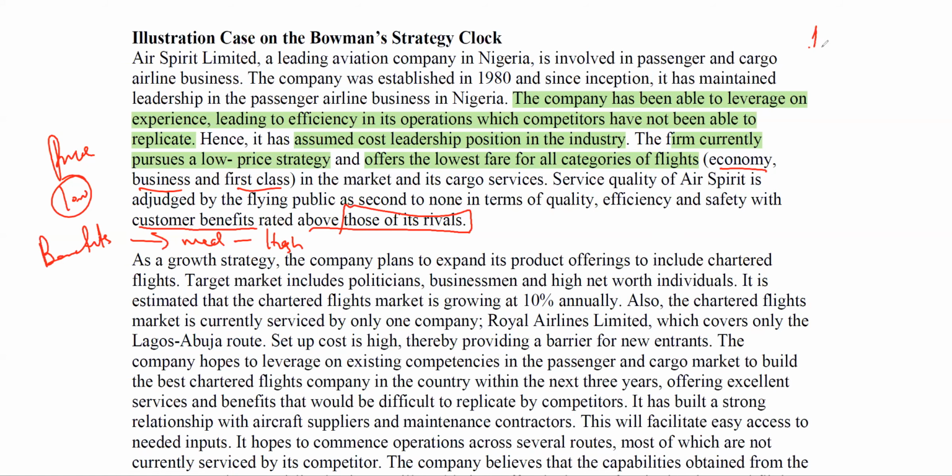One, because they said low. For now, I don't think low frills will apply. Do you think low frills can apply? No, because the benefits are often above the rivals'. So they told us that what?